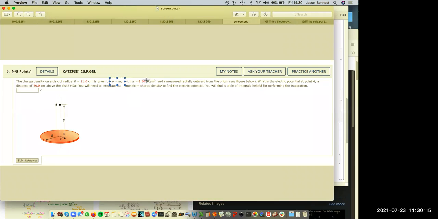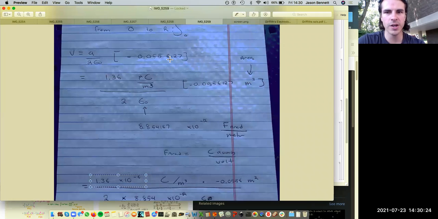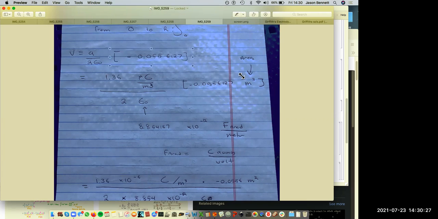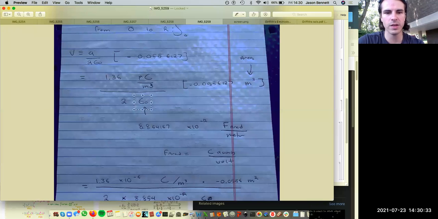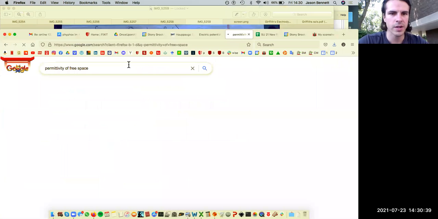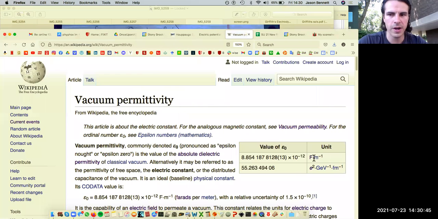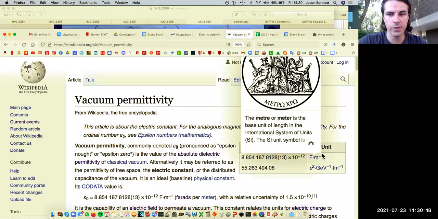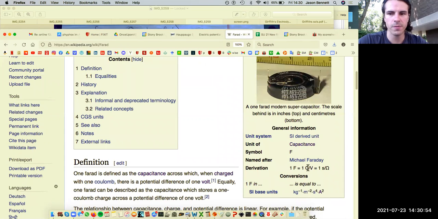So I'm keeping track of my units just to make sure, because if you note down here, my units are supposed to be volts. So I want to make sure that I end up with that. And over here, because this was an area integral, I have meters squared. And then if I head over to Wikipedia and ask what is the permittivity of empty space, the units are farads over meters. I don't know what a farad is, so I clicked on it, and that is a coulomb over a volt right here. So volts are what I need, so I'm going to keep that unit.